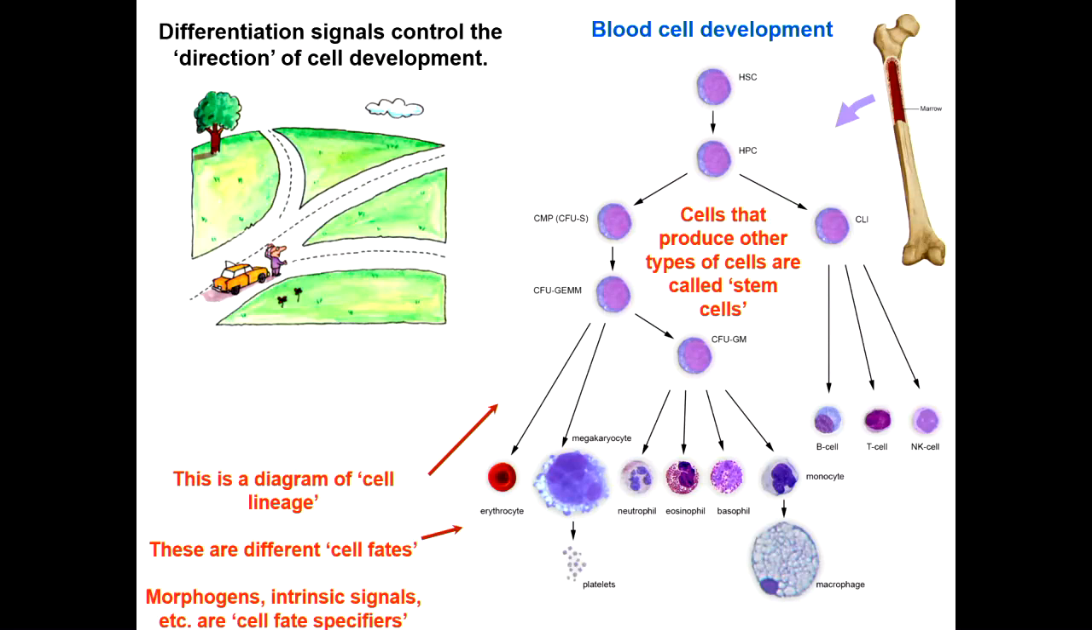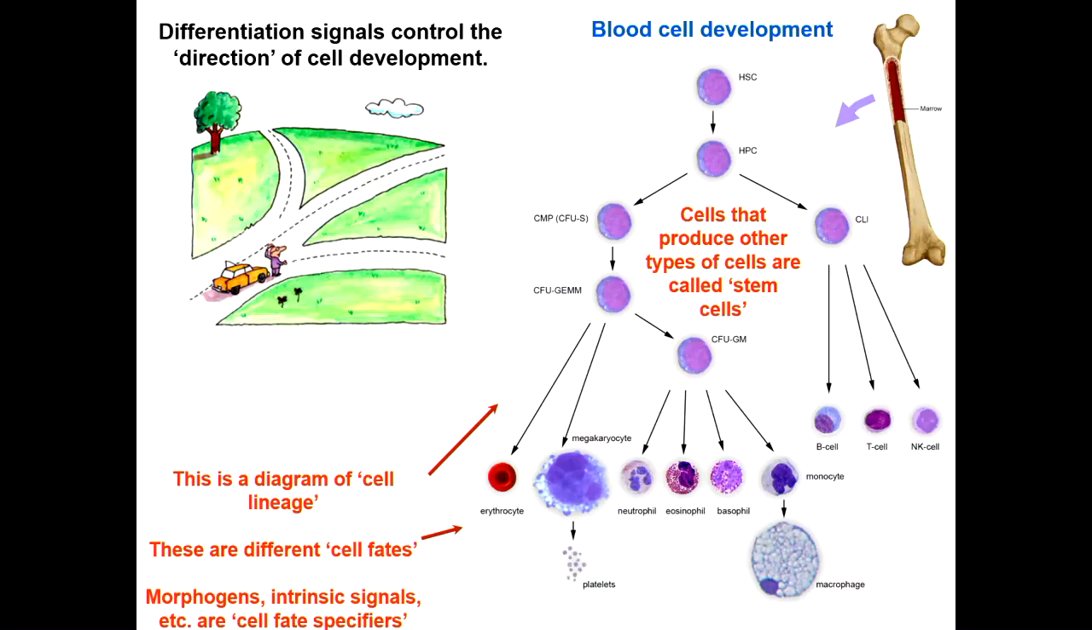So the big picture takeaway so far then is that differentiation signals control the direction of cell development. You can think about stem cells as having a fork in the road, and they have to decide, do I want to be a muscle cell? Do I want to stay a stem cell? Do I want to be something else? And that differentiation is controlled by the signals I just described to you, whether they're extrinsic or intrinsic.